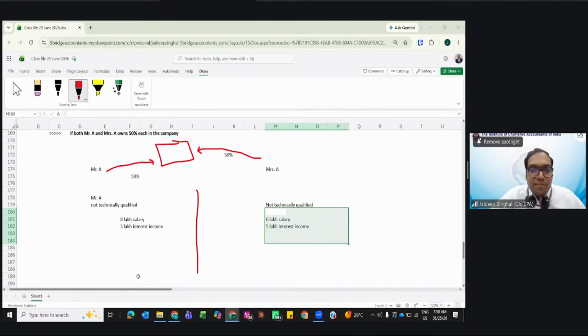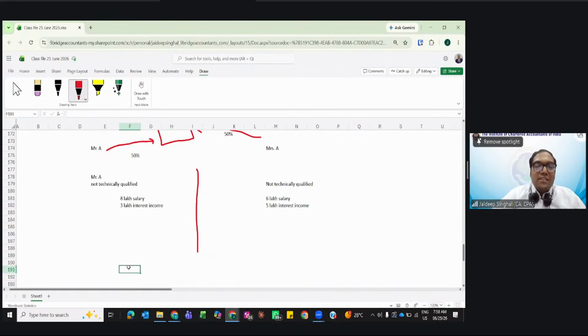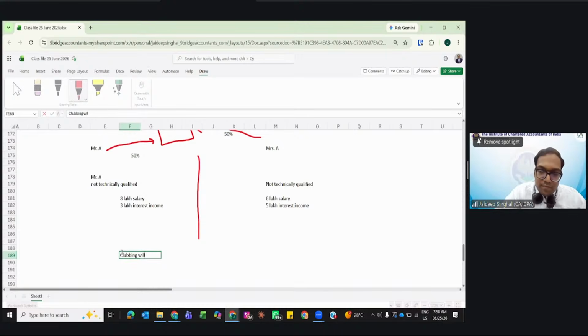We see without considering this income, correct? Yes, correct. So we will see whosoever, in the hands of that person clubbing will apply. Whosoever has higher income, excluding such income.